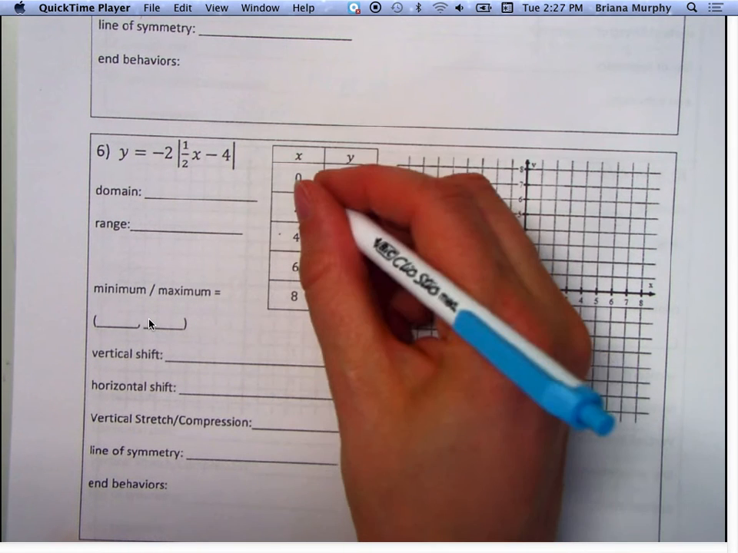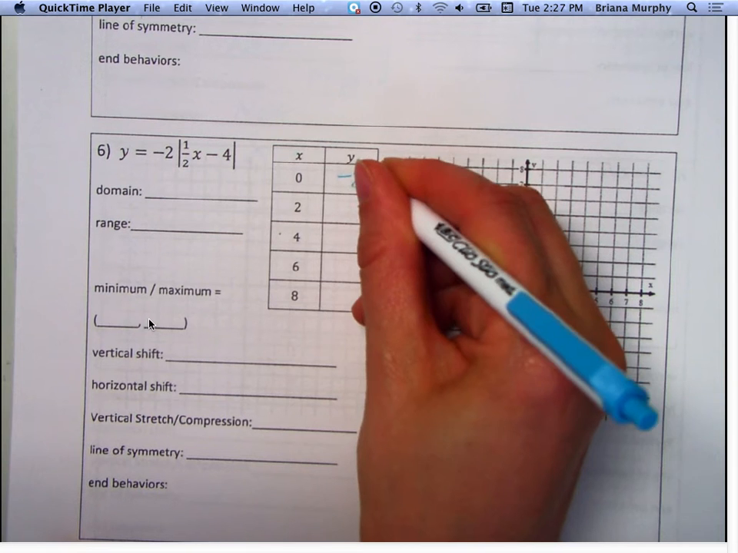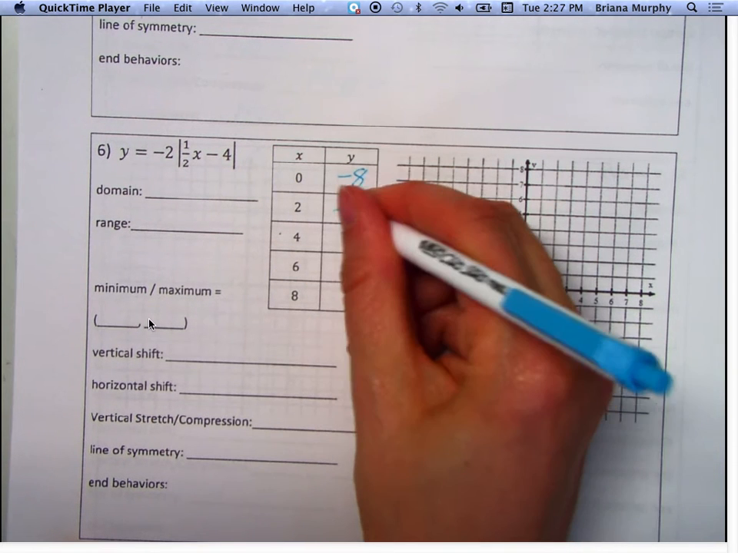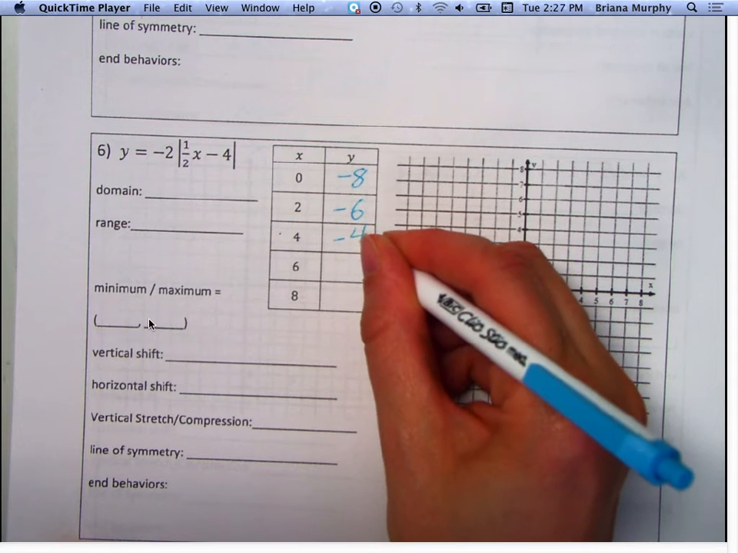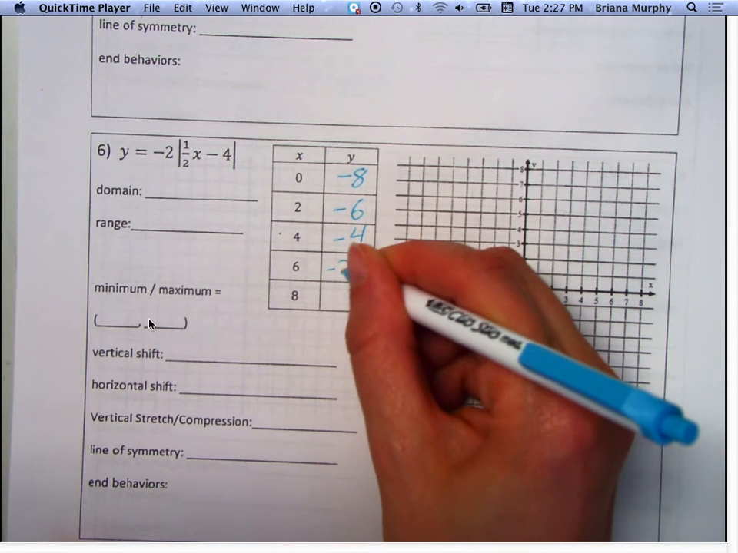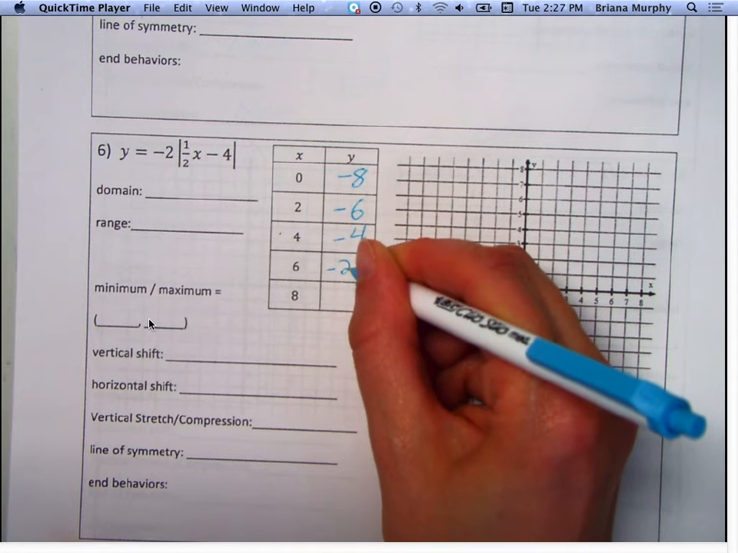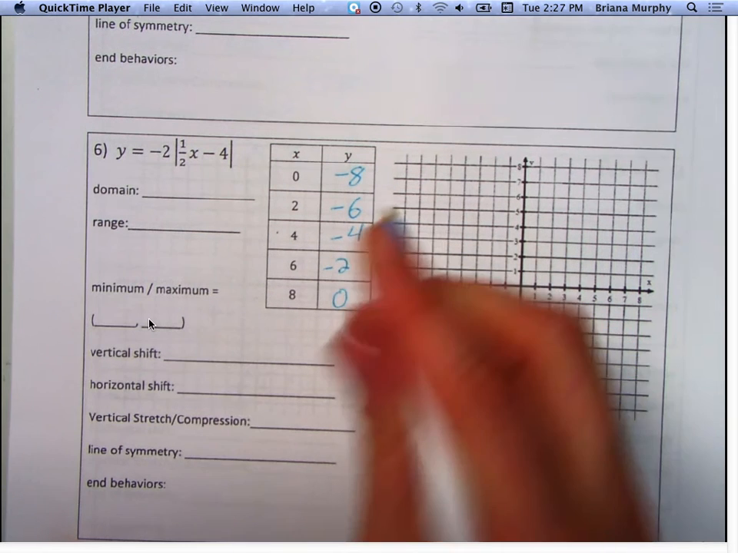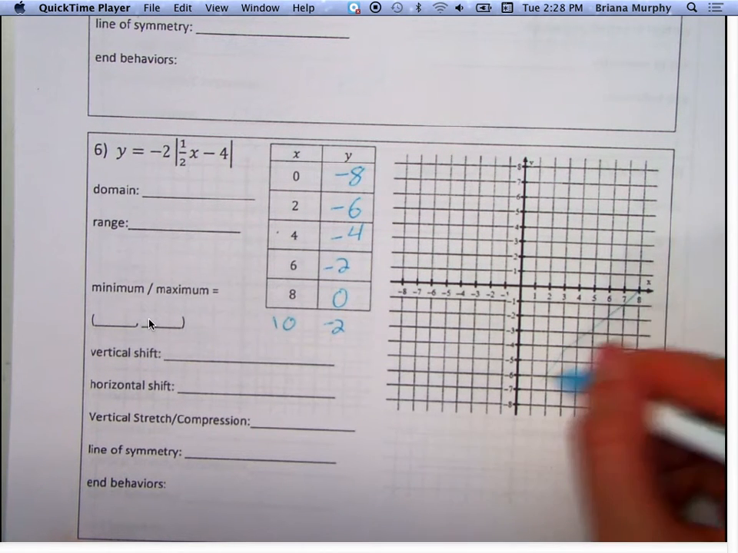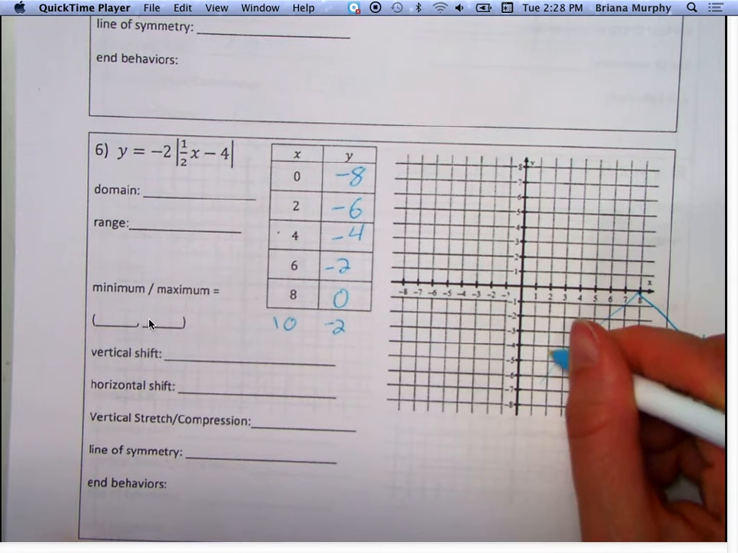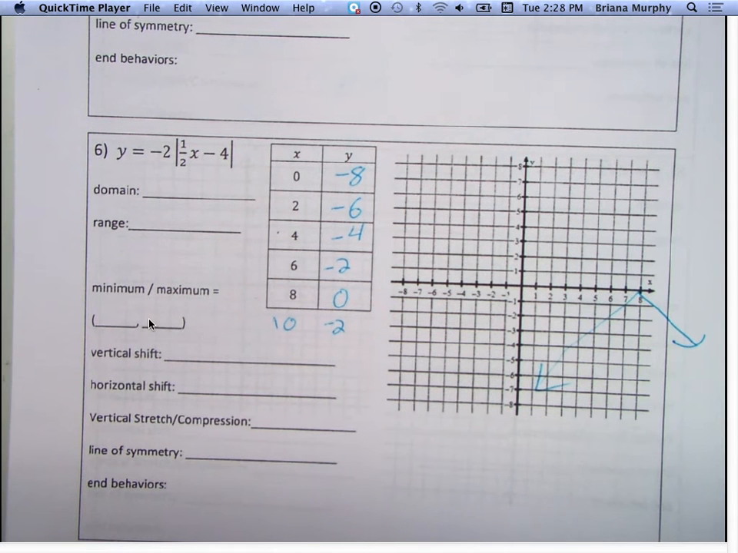If it's 0, it's negative 8. If it's 2, it's negative 6. If it's 4, it's negative 4. If it's 6, it's negative 2. If it's 8, it's 0. I'm going to tell you right now, if it's 10, it's negative 2, just so you get the idea that it looks like this right here. Okay? I didn't plot those points exactly, I just sketched them.